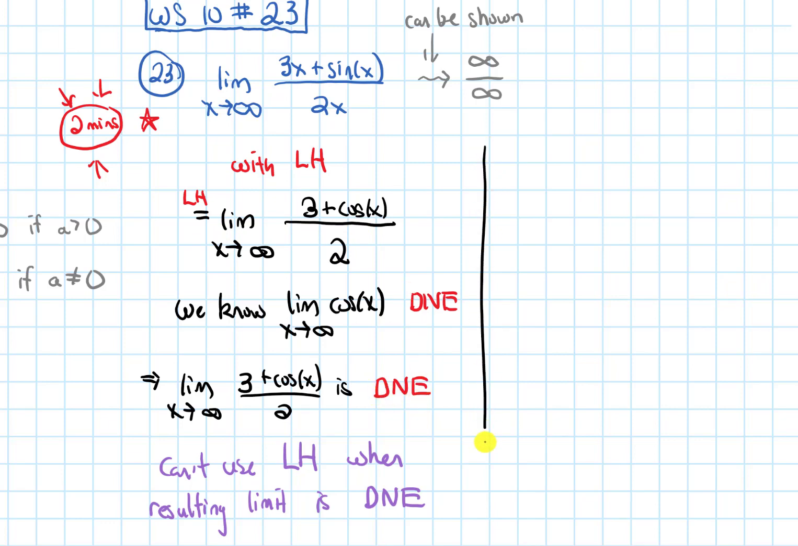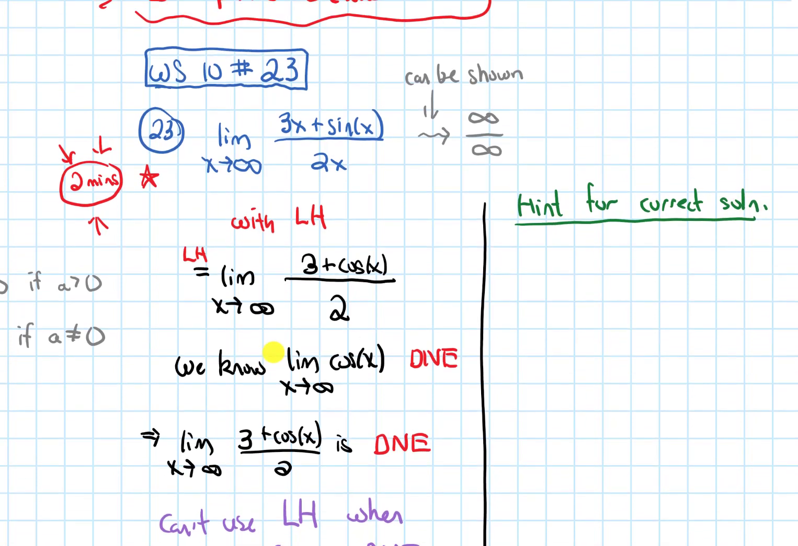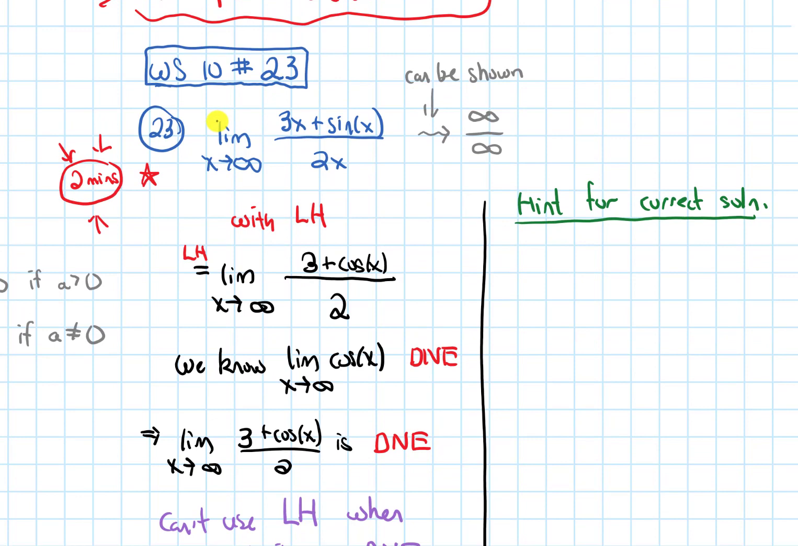All right. So I want to end by just giving an idea. It'll be just a hint. I'm not going to work it out completely. A hint for the correct solution. Because I still think this would be a great practice problem to try. I just don't want to give the entire thing away. The hint is we need a way to handle that sine x. As I said earlier, the whole thing has the form infinity over infinity. I said it can be shown, but we didn't show it.